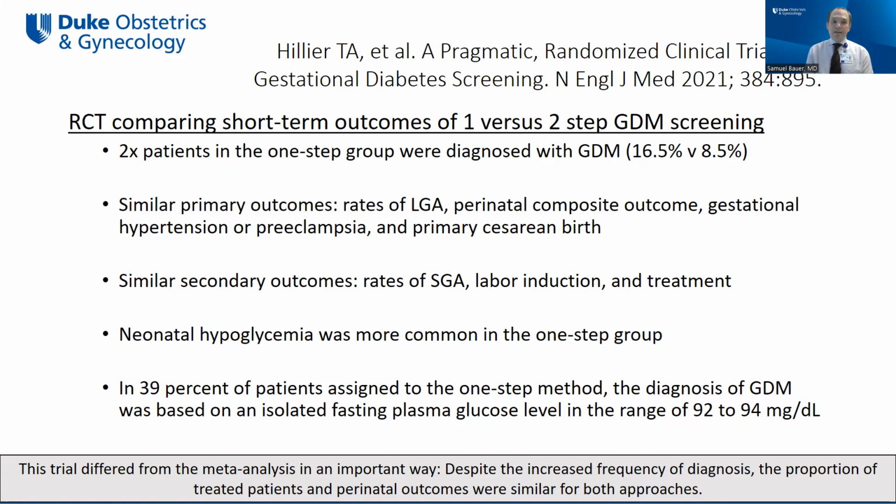So this trial differed from the meta-analysis in an important way. Despite the increased frequency of diagnosis, the proportion of treated patients and perinatal outcomes were essentially the same.